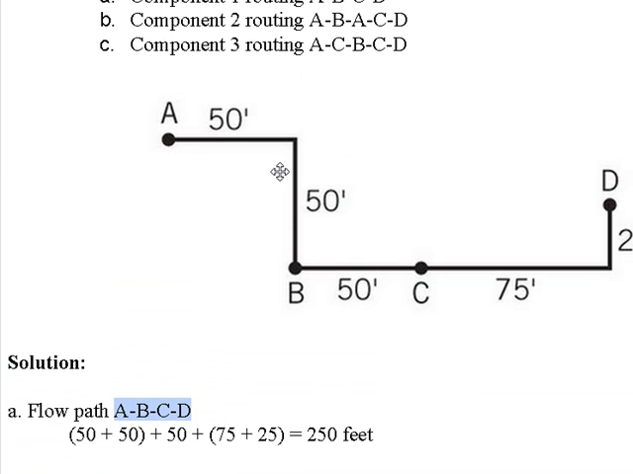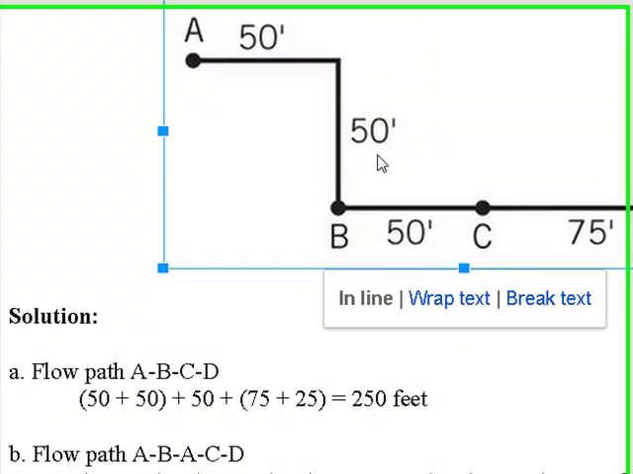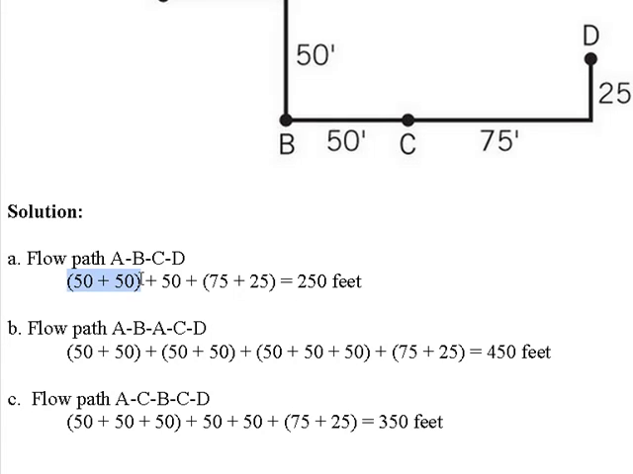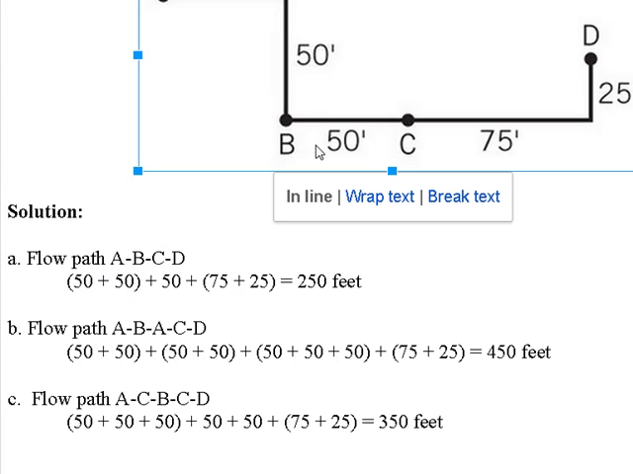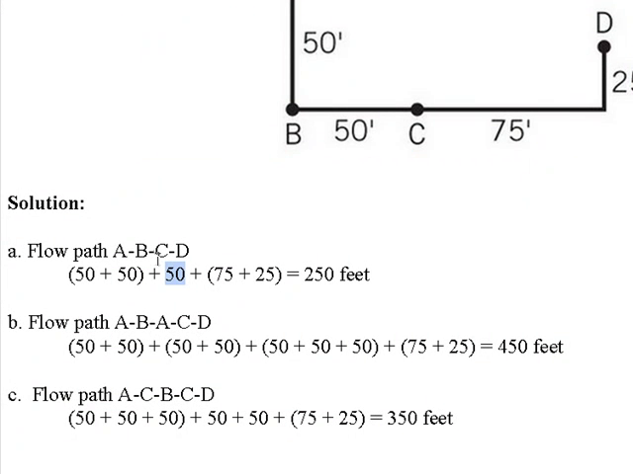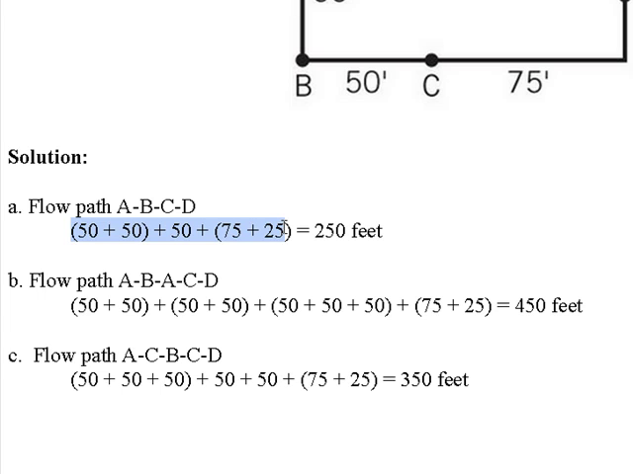So between A and B, as I said before, it is 50 and 50 feet. So I wrote here in the bracket 50 plus 50, that is from A to B. Then from B to C, here you see another 50, so I added that 50 here. Then from C to D is 75 plus 25. Okay, so if you add all of that, the length of the flow path, or the distance traveled, for component 1 using this routing is a total of 250 feet.